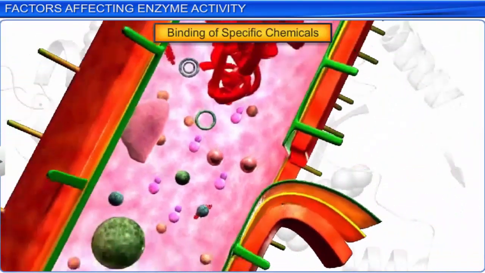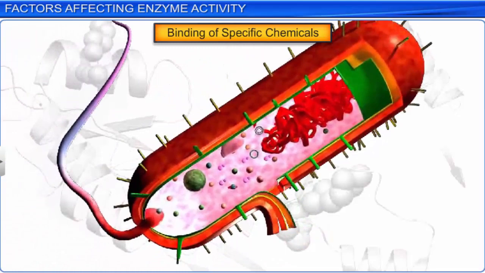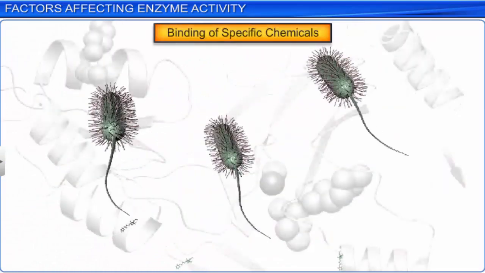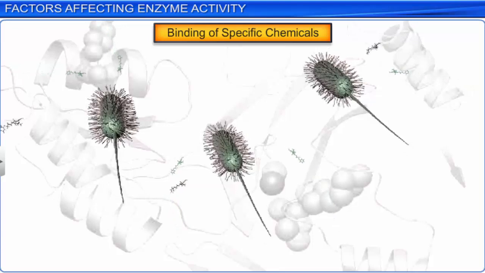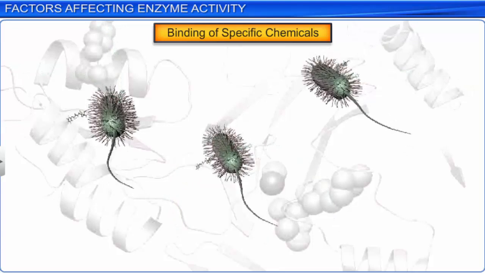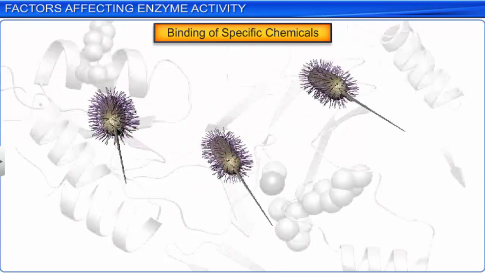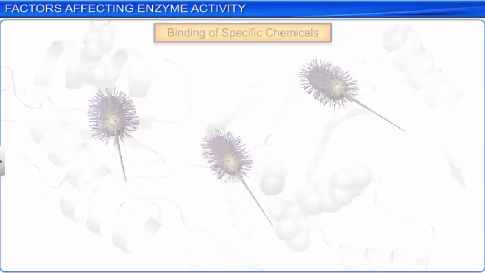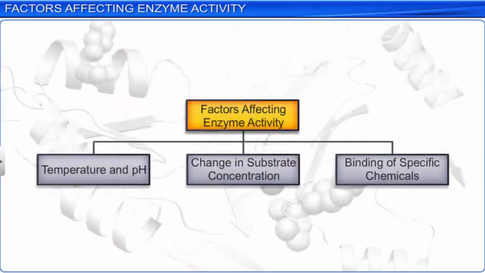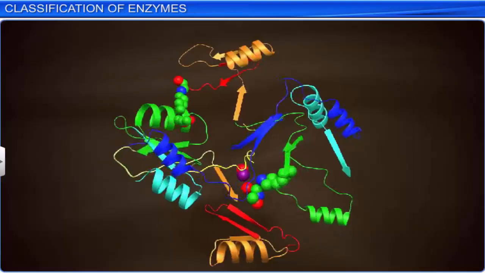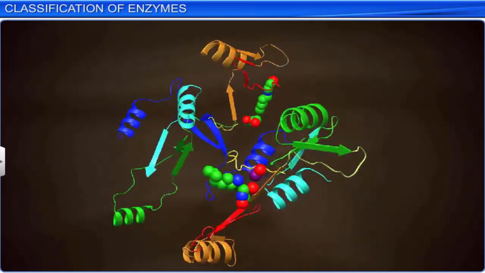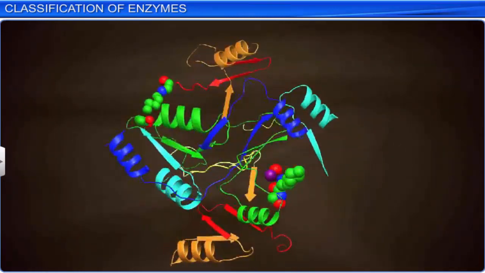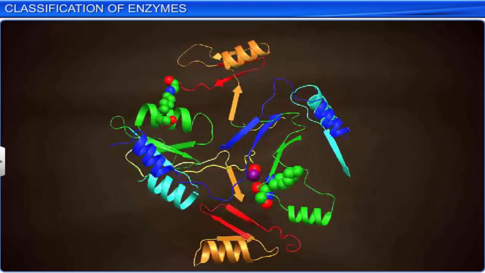This competitive inhibition is used to control bacterial pathogens. Thus, enzyme activity depends on physical factors such as temperature and pH, and the chemical surroundings such as substrate concentration and the binding of specific chemicals. Enzymes play a significant role by helping the various processes in a biological cell to take place at a significant rate.